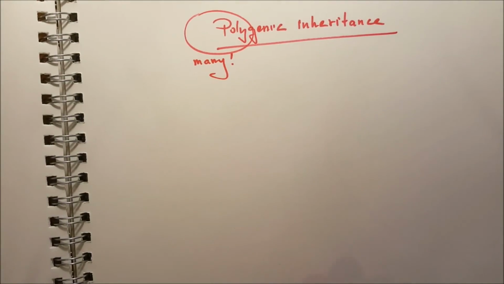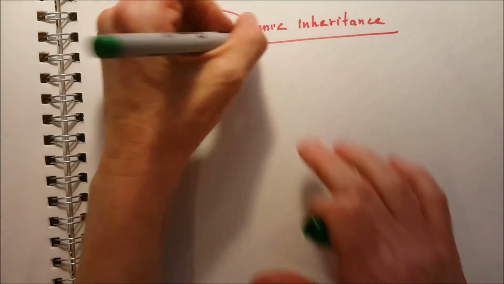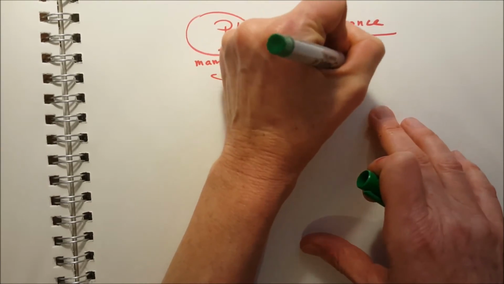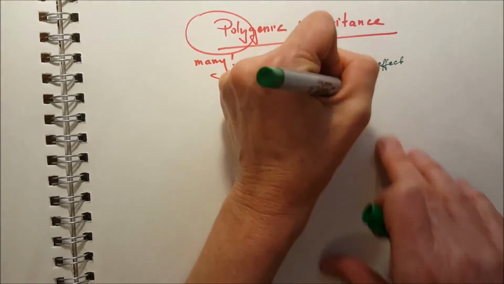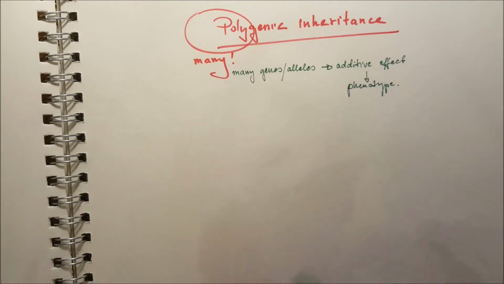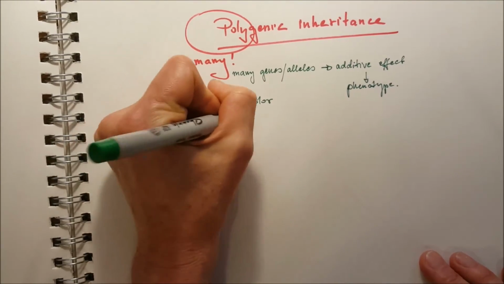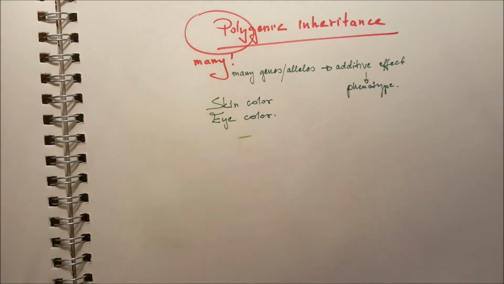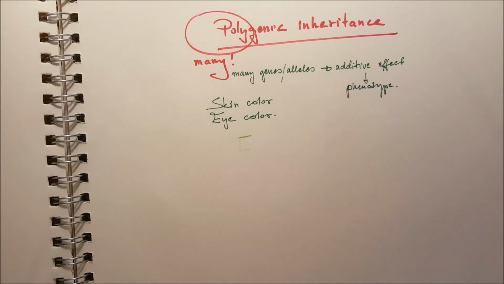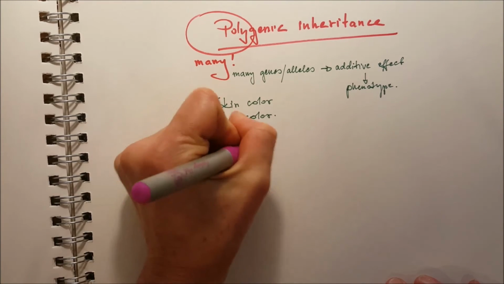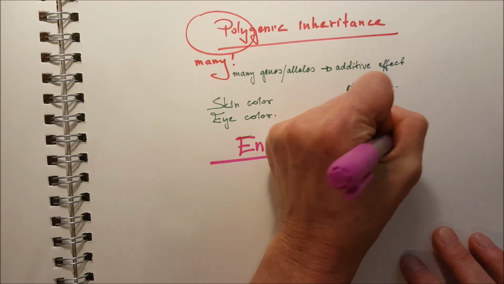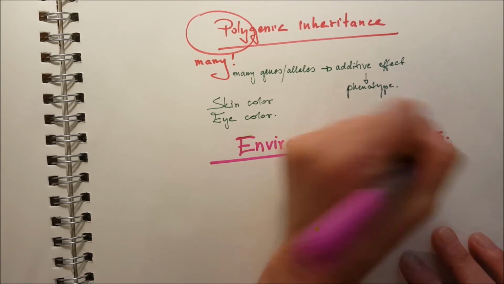Now, another one is polygenic inheritance. So many genes, alleles, have an additive effect on one phenotype. We are not talking about only three genes, but many genes, and they have additive effects. Skin color and eye color are examples of that. Now, finally, we have to talk about how the environment affects the phenotype, because it's not only in the genes. Nature versus nurture topic.